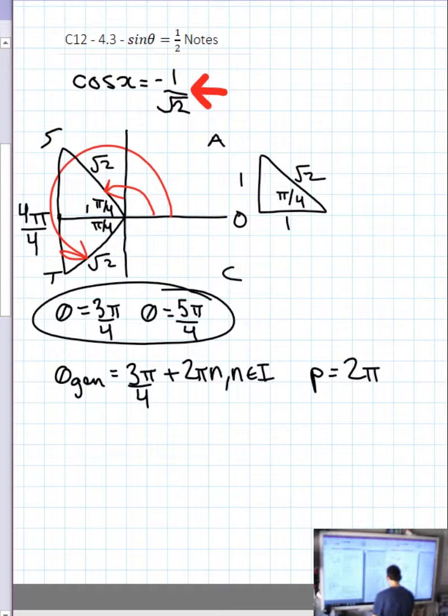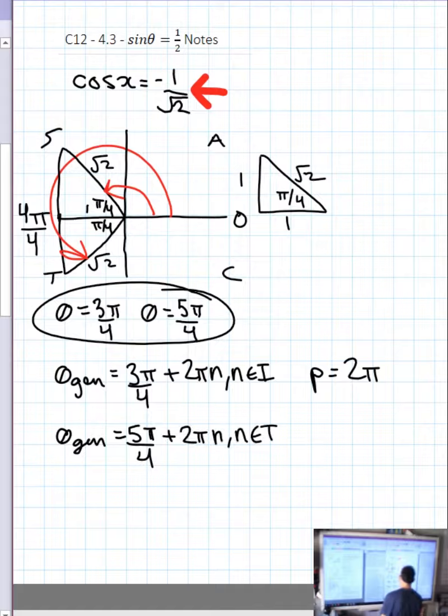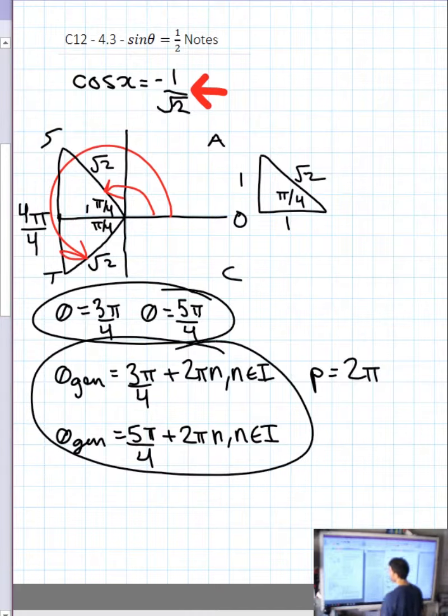And our other theta general, because we have 2, is our other angle, 5 pi over 4, plus our period, again, that we just calculated, n in the integers. So 2 types of ways that we can answer questions. As you can see in the question, it says solve for theta between 0 and 2 pi. In the first example on the page, sine theta equals 1/2, and we just gave 2 answers between 0 and 2 pi.